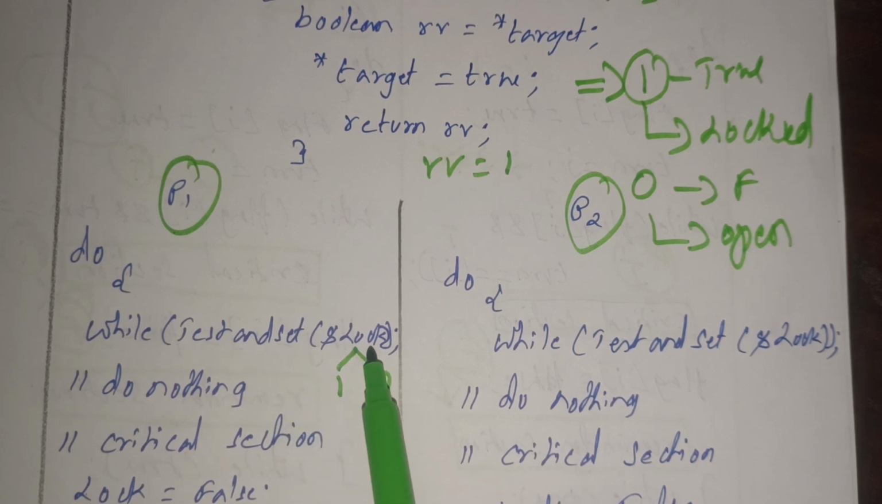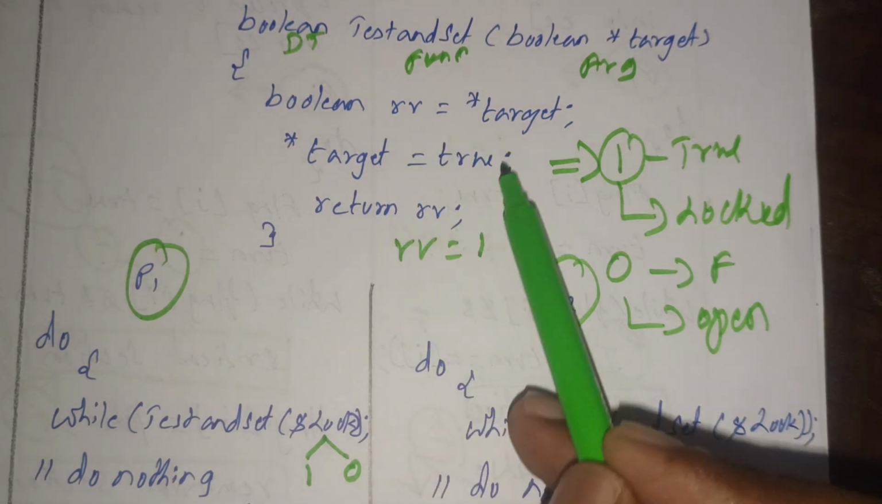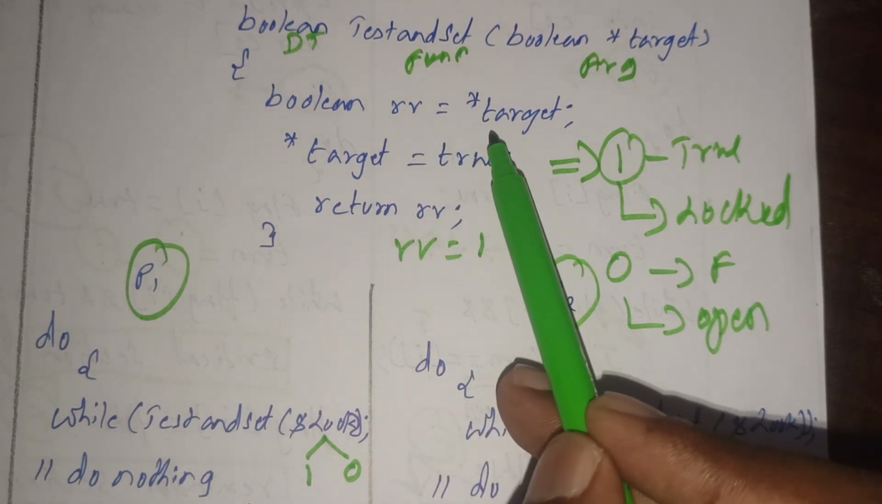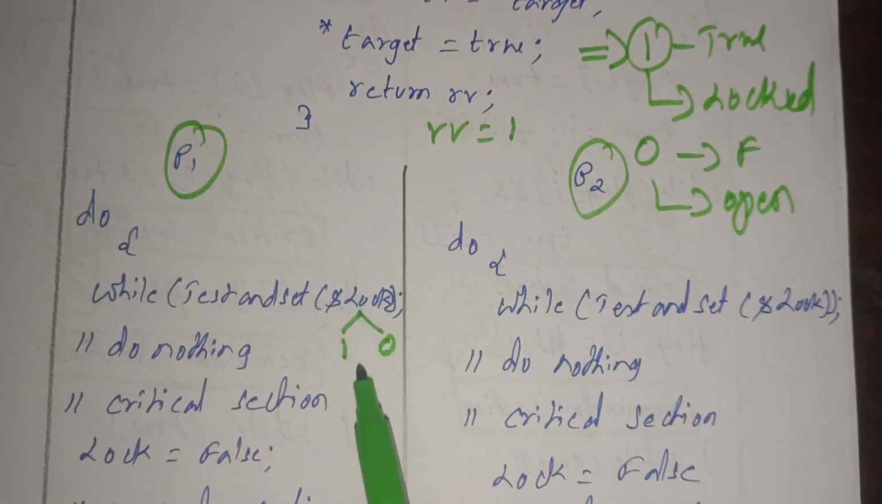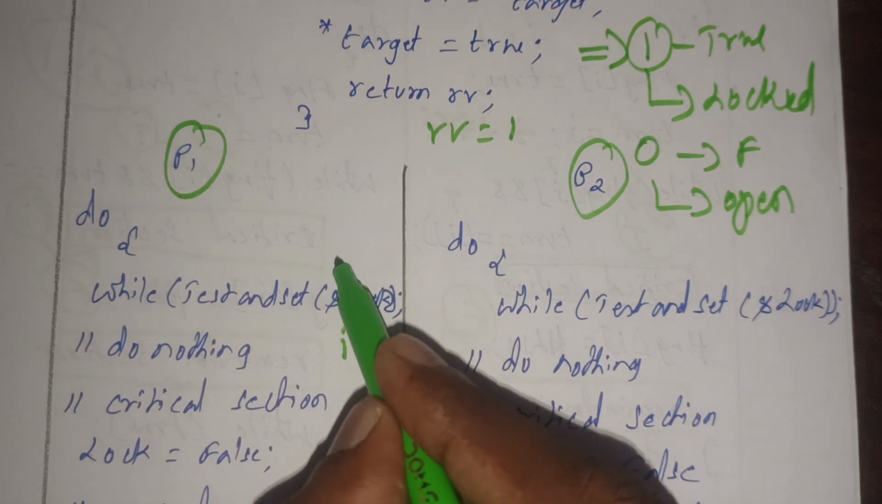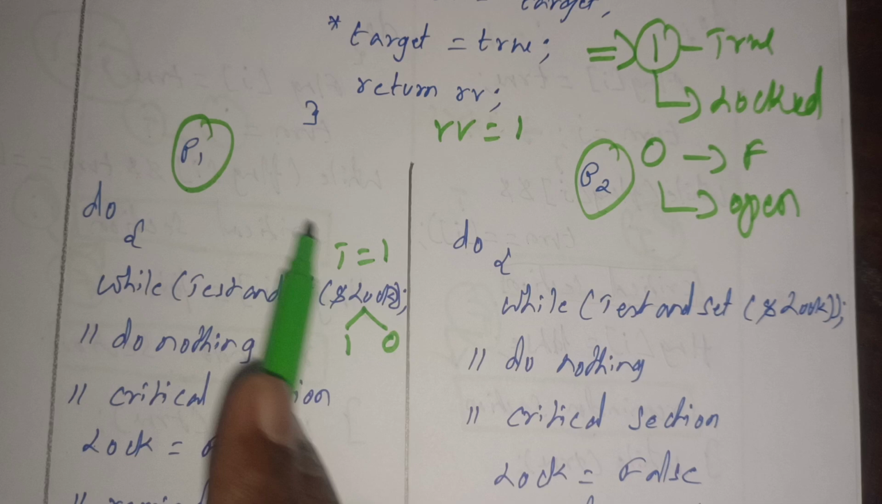Now lock is initially true. I told you already, you can find it here. So I always said this lock target value, that is true. So here the target value has been mentioned as lock. So initially lock is set to true. The value is 1. So now P1 is approaching.